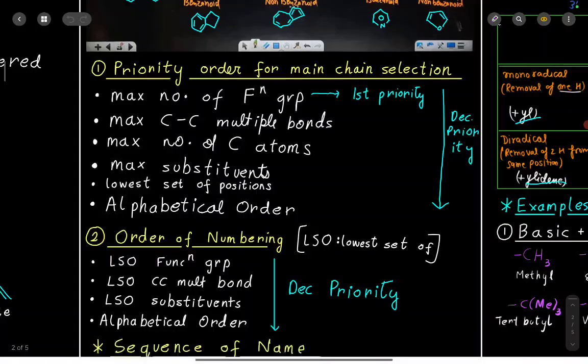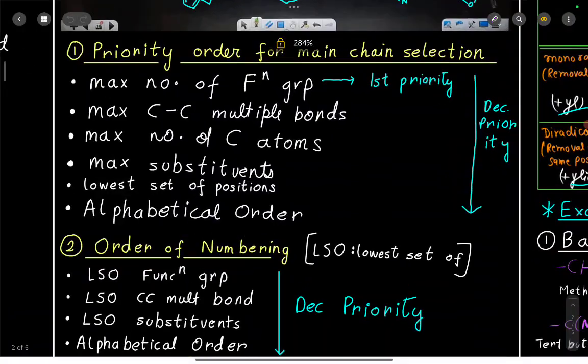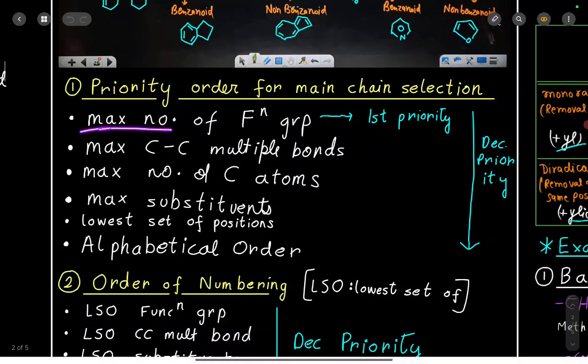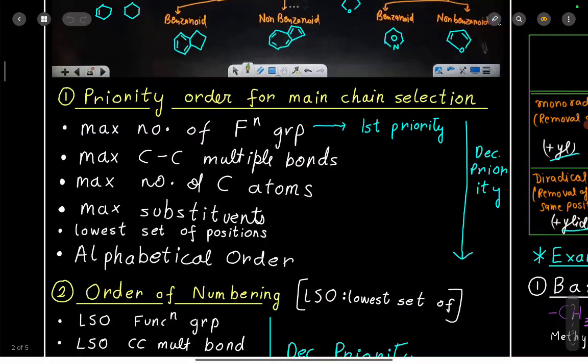Now I want you to remember a couple priority orders. What priority orders? Functional groups are given the maximum priority, and we will like to take the maximum number of them while selecting the main chain. What is the main chain? The main chain is basically the parent chain, with respect to which the other substituents or the other components of the compound will be named. For example, we will have a main chain like this, and other substituents will be here, and we will add them separately as a prefix.